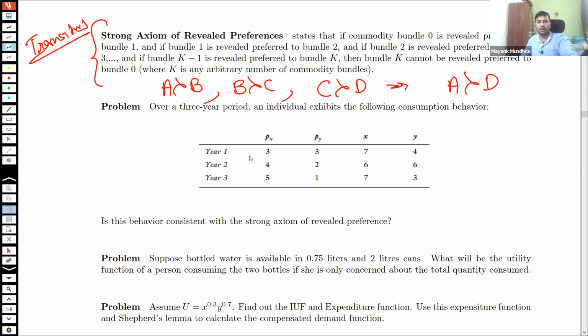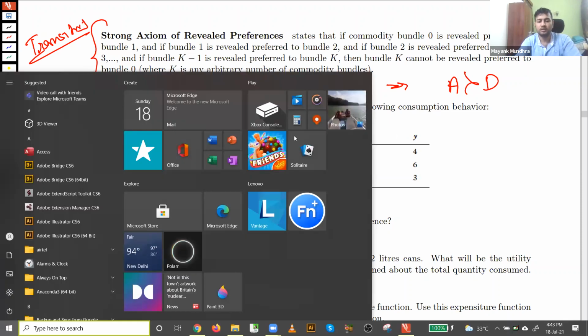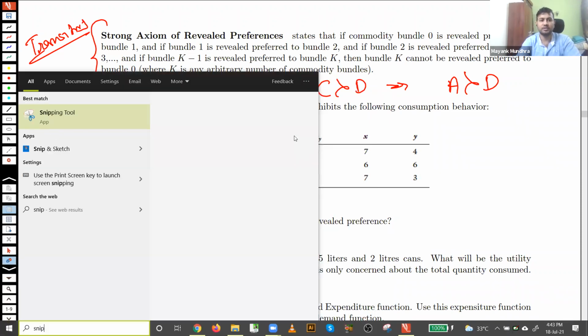All right, now let's look at this problem. Over a 3-year period, an individual exhibits the following consumption behavior. When the prices are this, he purchases this bundle in year 1, year 2, and so on. I want to check if this behavior is consistent with the strong axiom of revealed preferences or not. So let me just copy this question.